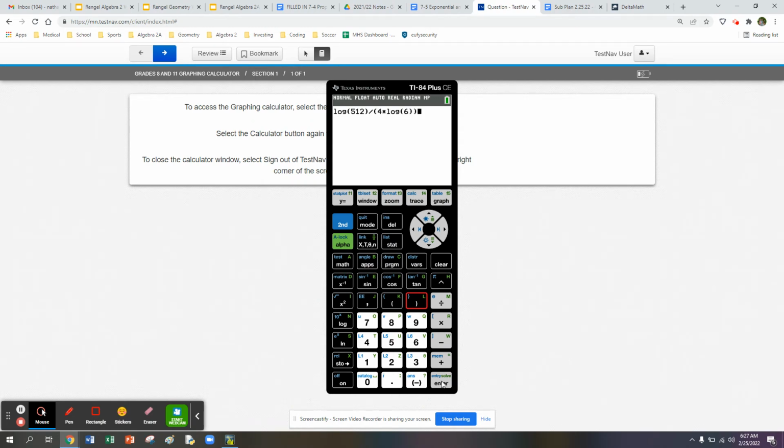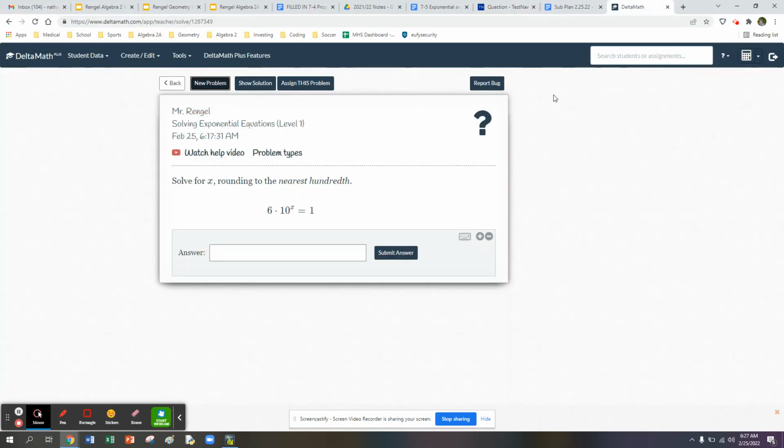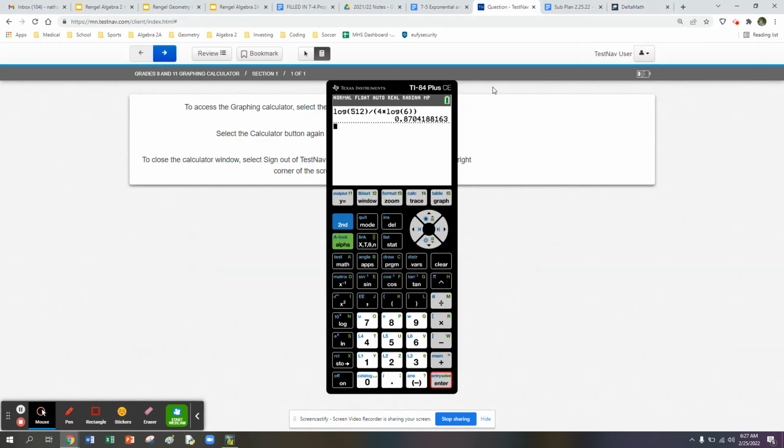And this will now solve for that x. And I should get about 0.8704. And if you look at your Delta Math, they're going to say round to the nearest hundredth. So we'll round that off to the nearest hundredth, that would be 2 decimal places. So 0.87 would be a good estimate of what our x needs to be for that power to work. So that would be our answer for example 2.